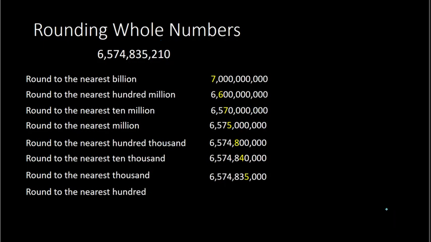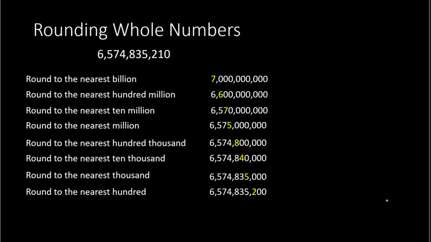Next we can round to the nearest hundredths place. So the hundredths place would be the 2. So to round that, I look at the number before it, which is the 1. And the 1 is less than 5, so therefore I keep the 2 at 2. So when I round, that would be 6,574,835,200.